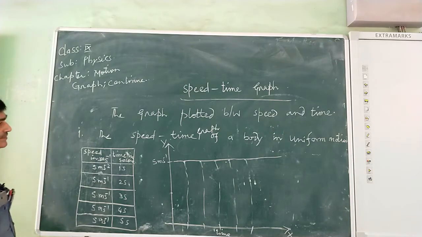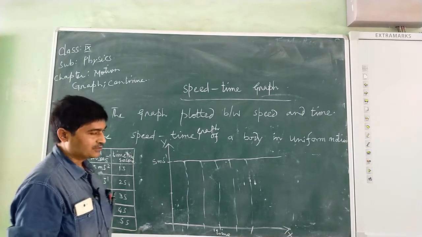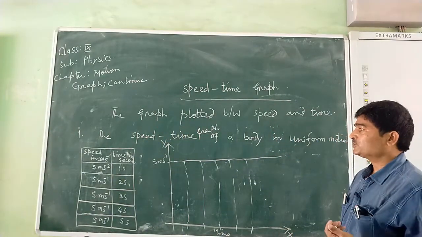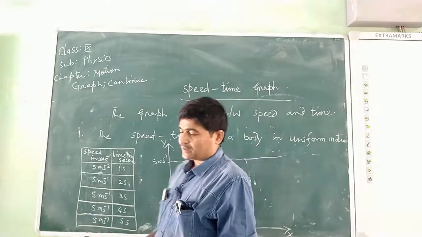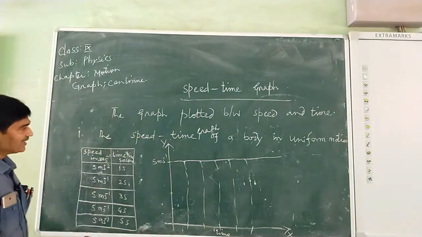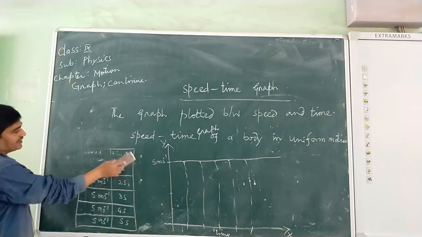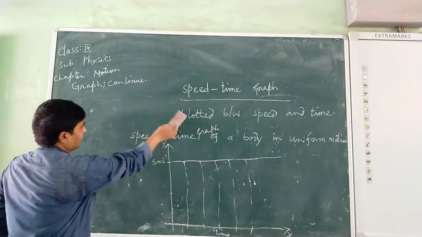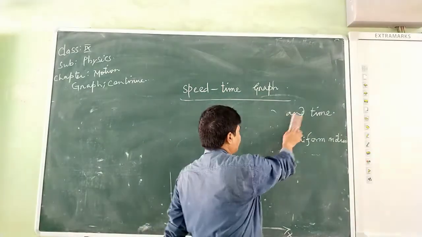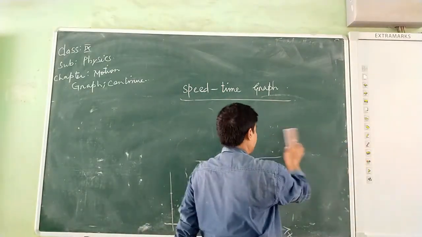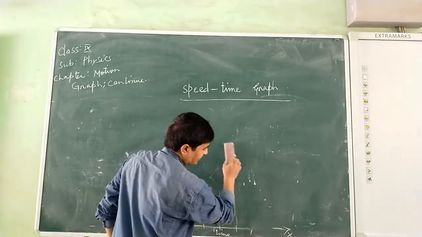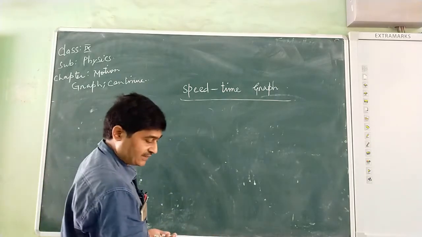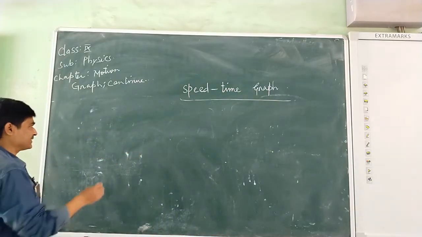What is the nature of the graph? A speed time graph of a body in uniform motion. The nature of a speed time graph of a body in uniform motion is a straight line parallel to the time axis. This is just like the distance time graph of a body at rest. The speed time graph of a body in uniform motion is a straight line parallel to the time axis.